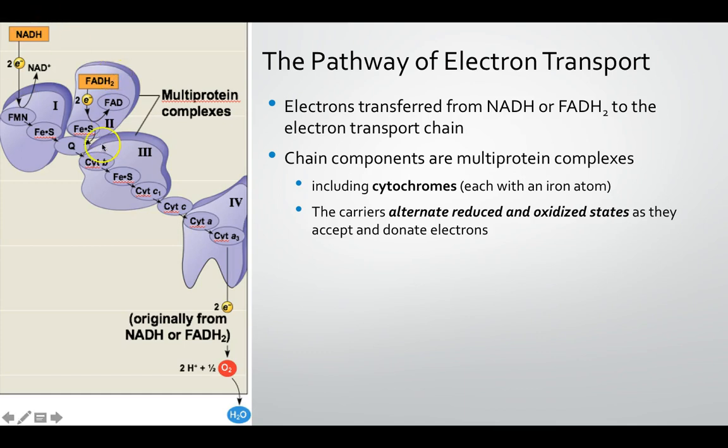The carriers are going to alternate between reduced and oxidized states as they accept and donate electrons. And the final electron acceptor in this process is going to be the oxygen molecule. And when oxygen accepts the electron, it is going to bond with protons to make water as a byproduct.